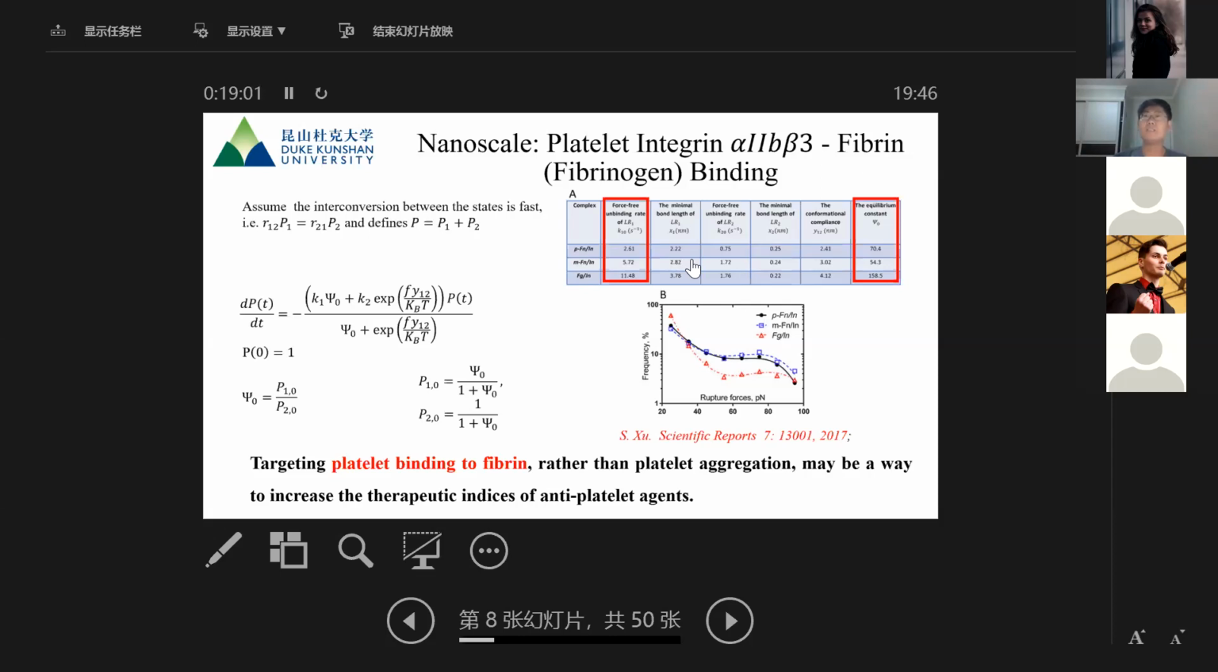So the next step is how to use this model. What's the clinical application for this model? The clinical application is that if we target platelet binding to fibrin rather than platelet aggregation, it may be a good way to increase the therapeutic index of antiplatelet agents. So it will tell you which part we should target to resolve thrombosis. This is the first part.